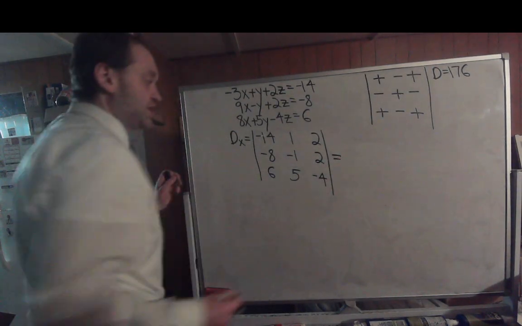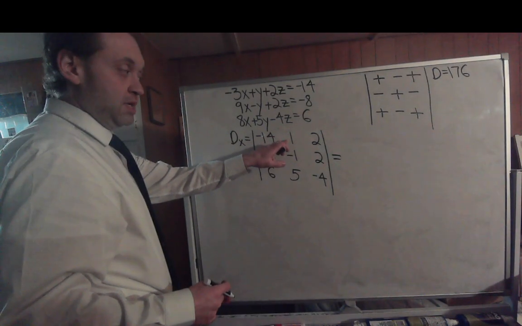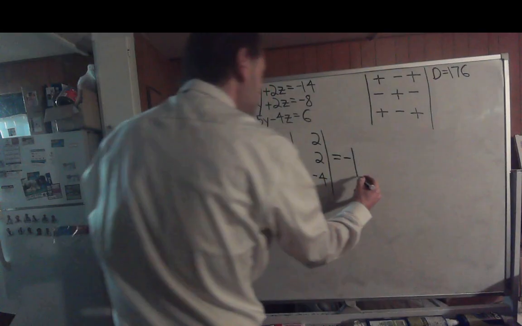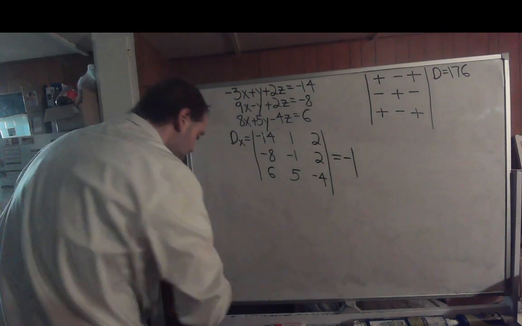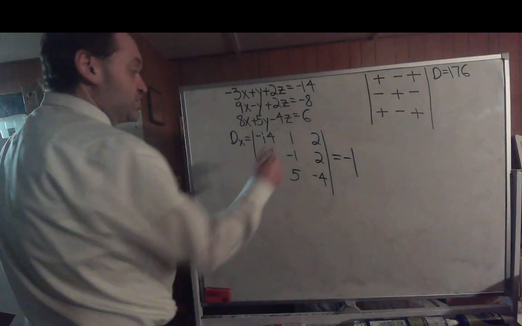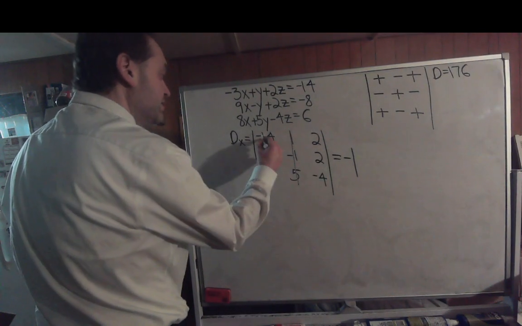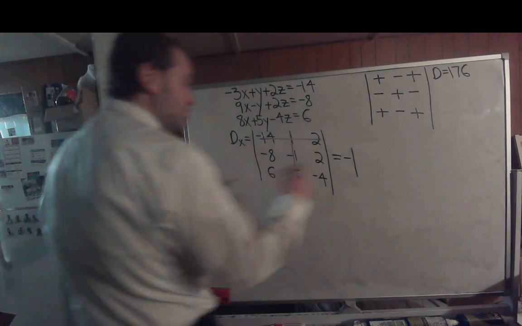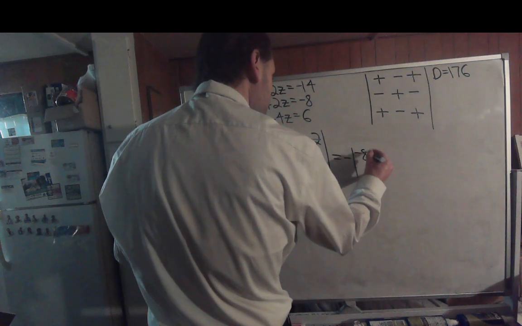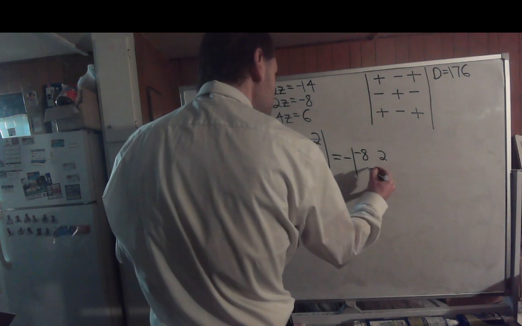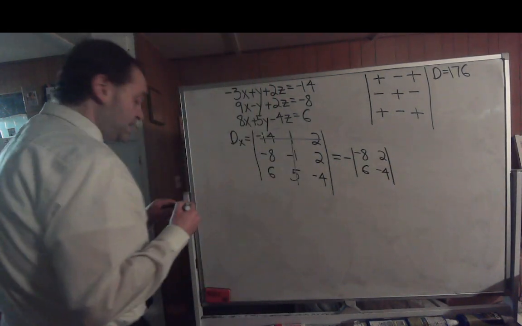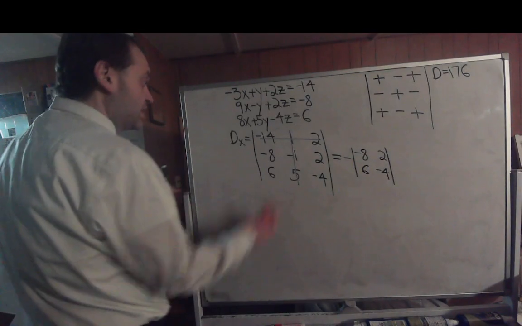My first entry in the second column is a positive 1. So according to my coefficient matrix, I need to negate that positive 1. So it'll be minus the resulting determinant of when I strike out that second column in the first row. My resulting determinant is going to be negative 8, 2, 6, negative 4. Now I still have 2 more determinants to figure out.